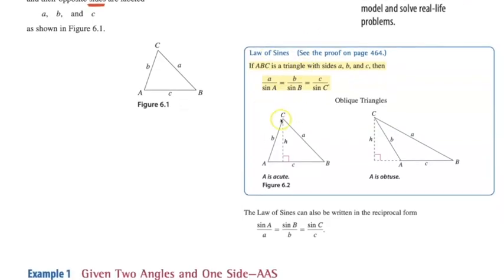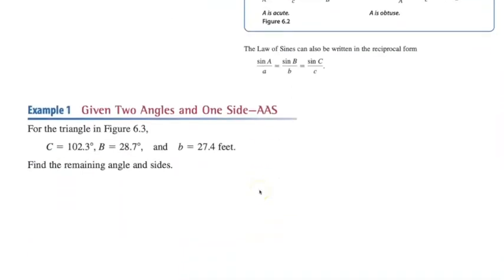Now the thing about the Law of Sines, there are actually a lot of cases. You could solve one triangle. Sometimes there might be two triangles. Sometimes there's not a triangle at all. We'll talk about all that. Let's do our first example here.